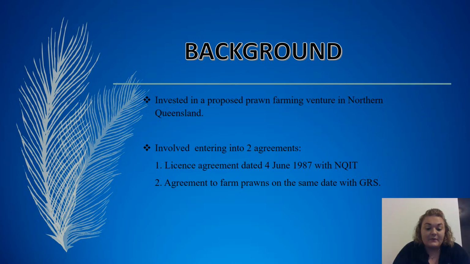Background of the case. Mr. Brand invested in a proposed prawn farming venture in northern Queensland. This involved entering two agreements: a license agreement dated 4th of June 1987 with North Queensland Industries, which was to provide the ponds and facilities on land it owned and was to subdivide, and an agreement to farm prawns on the same date with General Rural Services, who were prawn farmers that would manage the farm.